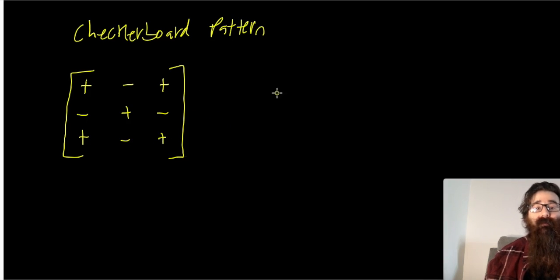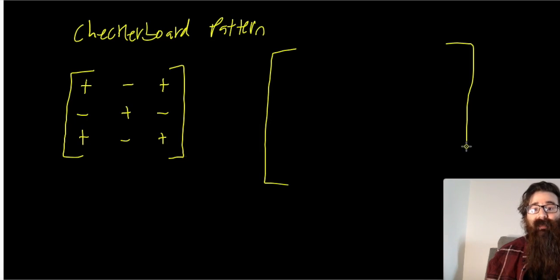And it would continue this for larger square matrices. We only find determinants of square matrices. So 3 by 3 and then 4 by 4, for example, we can talk about. And it's that same alternating plus minus sign checkerboard pattern.